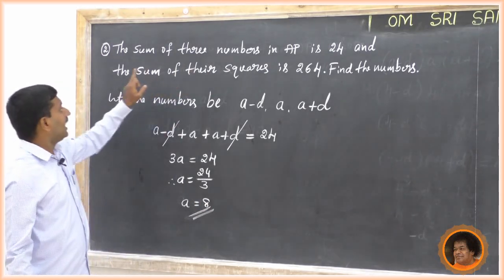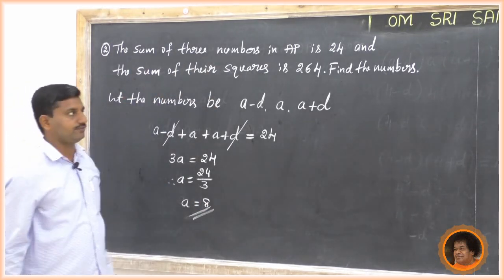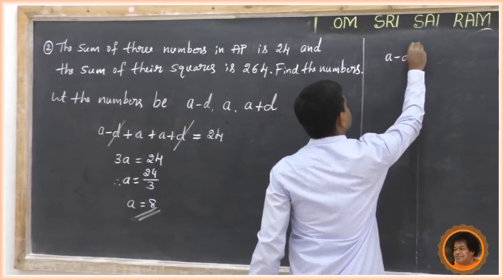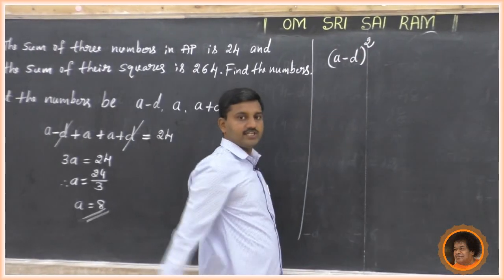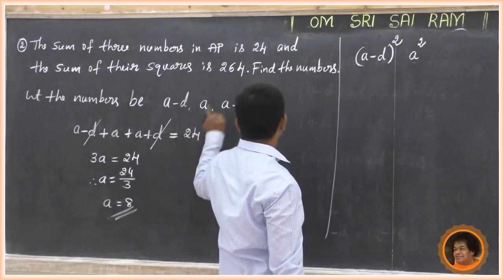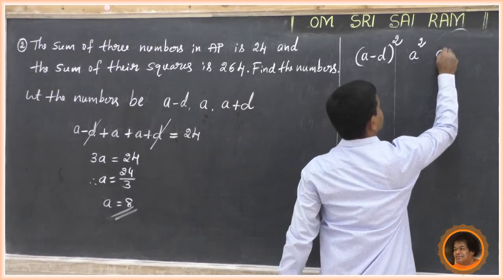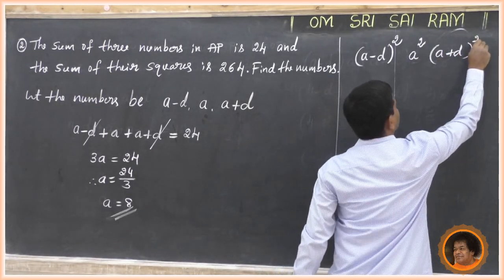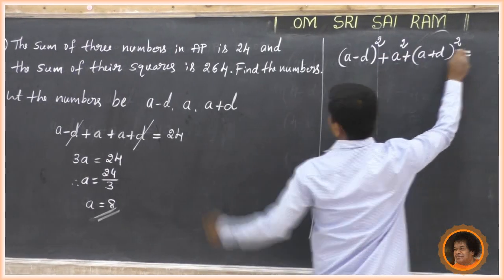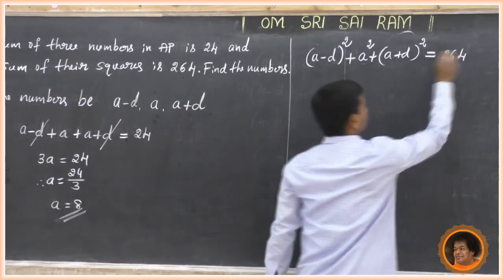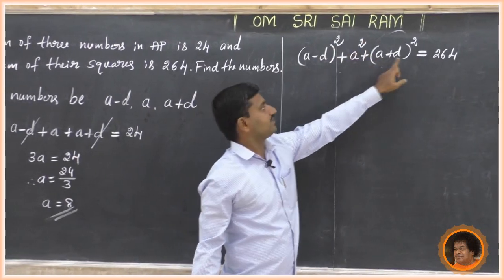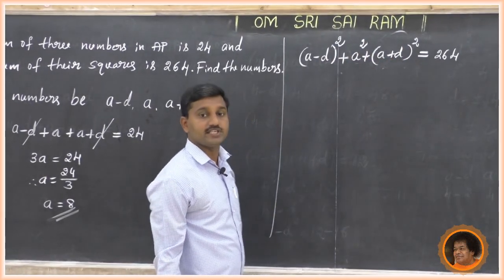Next, what is the second condition? The sum of their squares is 264. Sum of their squares: a minus d, their square, that is a minus d whole square. The second term a, its square is a square. The third term a plus d, its square is a plus d whole square. Sum means a plus sign in between, which is equal to 264. So a minus d whole square plus a square plus a plus d whole square equals 264.